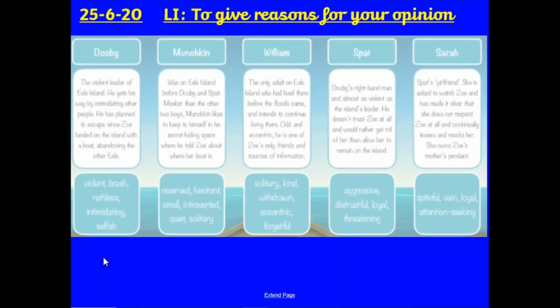Well then, on your work today, the first page is for all of you. And there's this little information sheet, which I'm not going to go through on here because it's all on your work for you, where it's got the character name, and a little description of them, and about what they've done so far in the book, and it gives some descriptive words underneath. Like violent, brash, ruthless, intimidating, and selfish would all describe Doobie. Whereas William, you might describe him as solitary, on his own, kind, withdrawn, eccentric, or forgetful. And again, it's got a bit of information here.